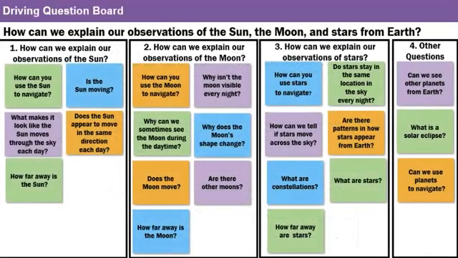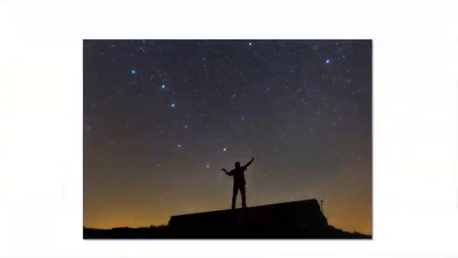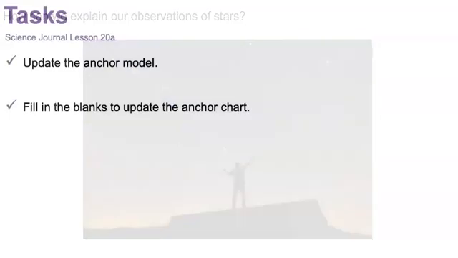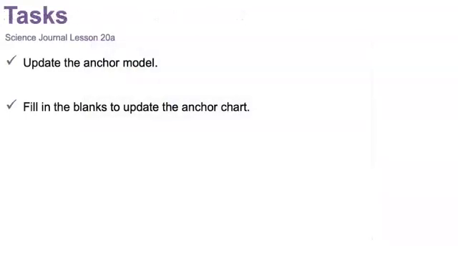Let's look at our driving question board again. Wow, we have answered so many of our questions about the moon. So what questions are still unanswered about our observations of the sky? We still don't know how to explain our observations of the stars, do we? In upcoming lessons, we will turn our attention to the stars to answer the question, how can we explain our observations of stars? Let's review your tasks for today. First, update the anchor model. Second, fill in the blanks to update the anchor chart.